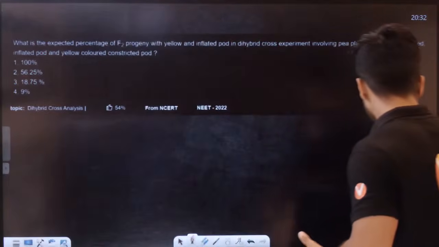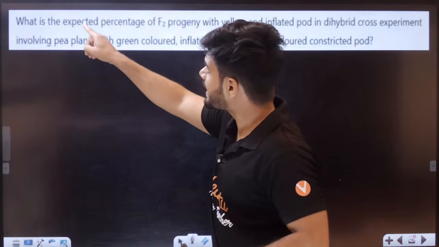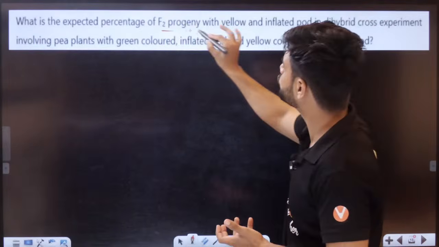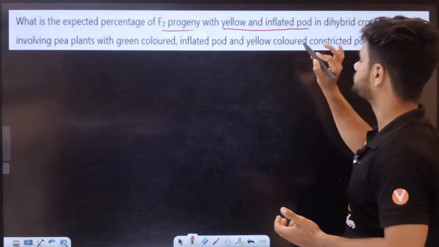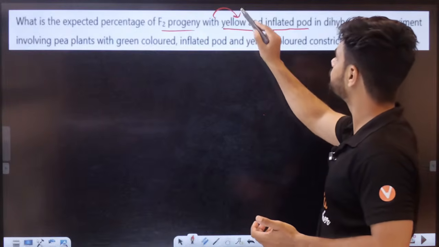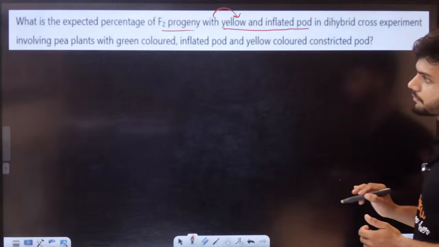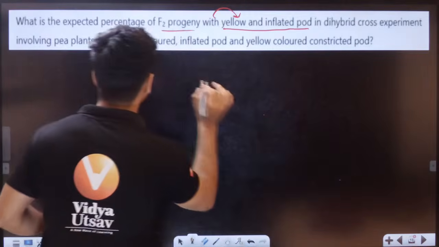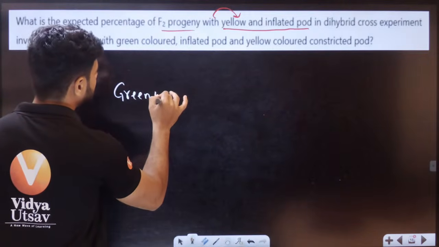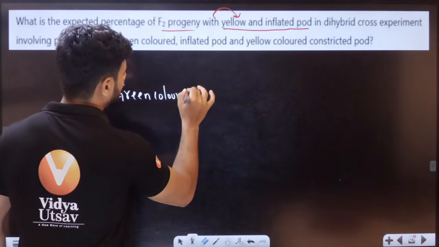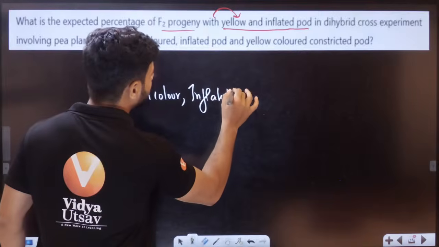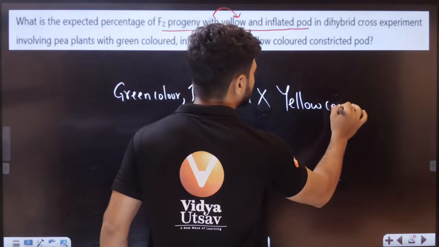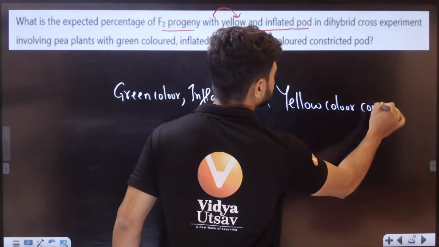Okay. Now, so let's read the question. It says, what is the expected percentage of F2 with yellow inflated pod? They're asking the percentage of yellow inflated pod in a dihybrid cross experiment involving pea plants with green color. Students, here we have green color and inflated pod. We are crossing with yellow color and constricted pod.